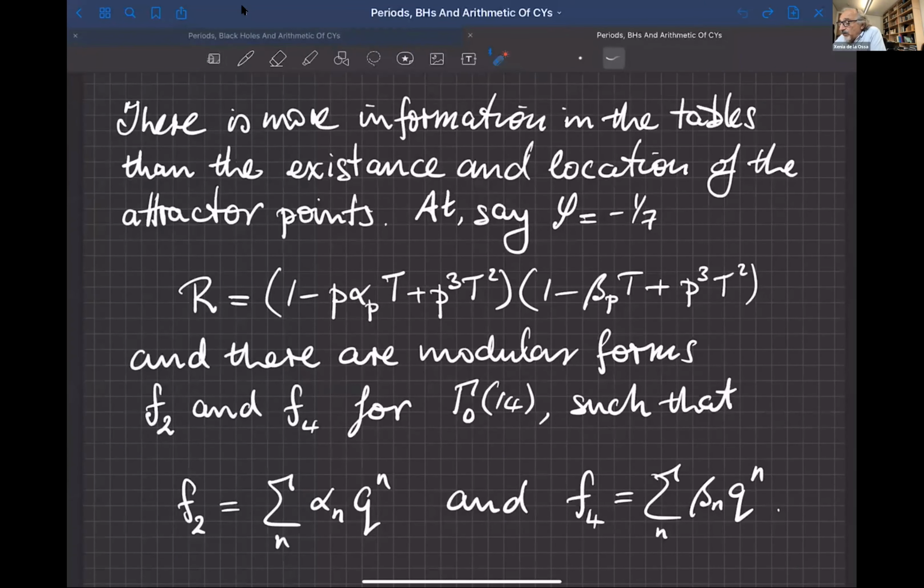And the beautiful fact is that there's a group Γ0(14), a subgroup of SL2(Z), and modular forms F2 and F4 of weight 2 and 4 respectively, such that F2 is the sum of α_n q^n, and F4 is the sum of β_n q^n, and α_n is such that when n is prime, α_p is the value given in the factorization, and simply β_p is the value given in the factorization.